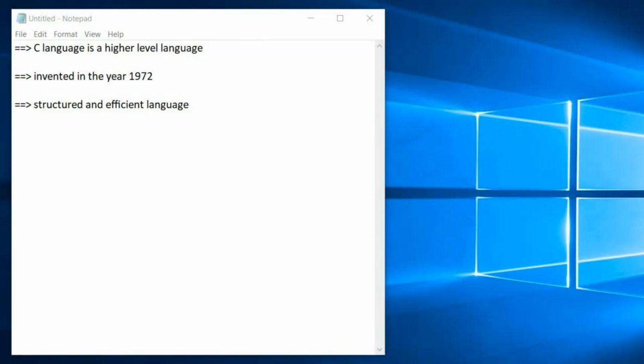Now let's begin with the introduction to C language. C language is a high-level language which was invented in the year 1972. C language was created to satisfy the needs for a structured and efficient language. C language has a great importance in our past as well as now.